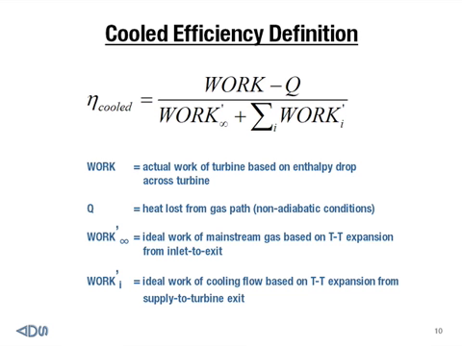In the denominator, the first term is the ideal work of the mainstream gas, and this is the pretty traditional ideal work definition in the textbook definition. It's the next term, the summation term, which is unique to the cooled efficiency definition, and it sums the potential work that each flow can do. It would be calculated the exact same way as for the mainstream, from an upstream point to the downstream of the turbine, typically from the supply temperature and pressure to the exit of the turbine total pressure. With that information, you can calculate the ideal work for each of the cooling flows, and they're summed up and added in the denominator.